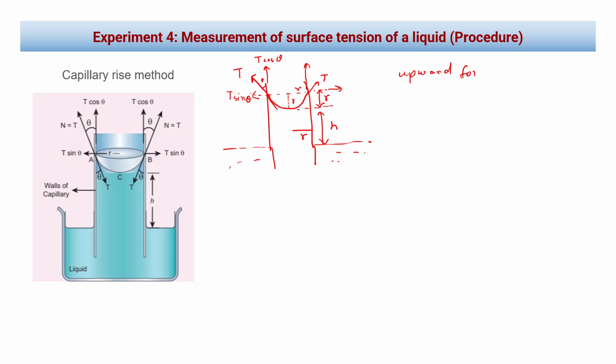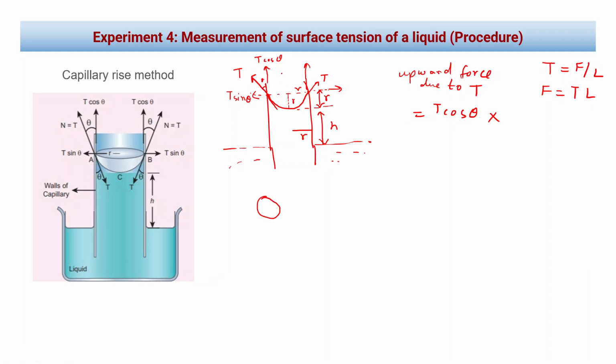This upward force is, since we know surface tension is force per unit length, so force will be surface tension times length. So the upward force due to surface tension will be, since the sine theta components are getting cancelled, we are only left with this component T cos theta. And the length is what? The length is, it's acting in all directions around the perimeter of this.